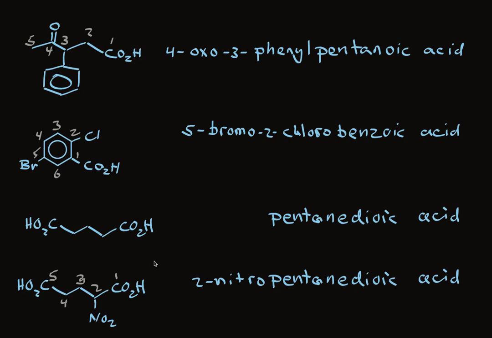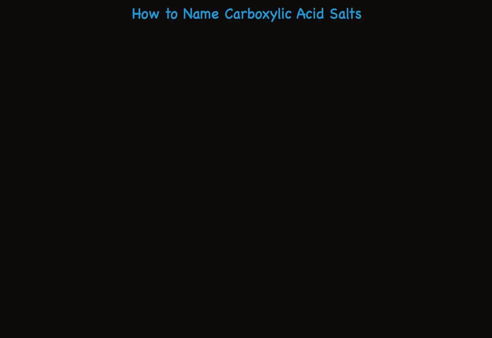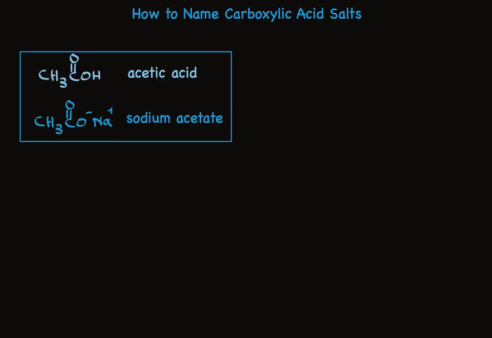It's also important to know how to name the salts of carboxylic acids. Let me give you a few examples. To name the salt of a carboxylic acid, we'll drop the acid and drop the IC. We'll add ATE to the end and put the name of the cation out in front as a separate word. So you see we dropped the IC and the acid and added the ATE. Acetic acid becomes acetate. And because this is a sodium salt, we call it sodium acetate.